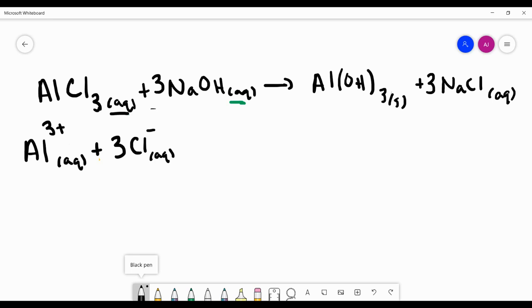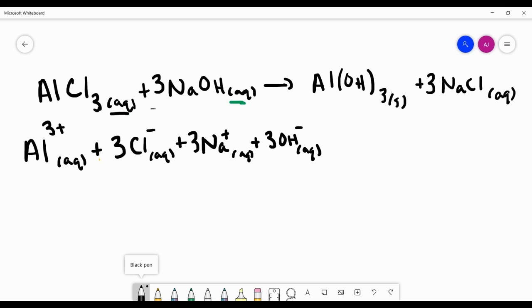Okay. Note that the subscripts, when we split up the ions, become coefficients because each chloride is not a Cl3. When the ions split apart, we have 3 individual chloride ions. So I'll do the same thing with sodium. And the same thing with hydroxide. Note that the 3 applies to both the sodium and hydroxide ions.